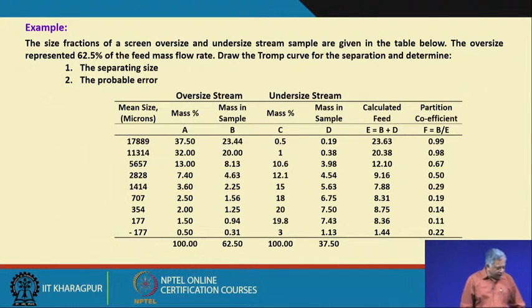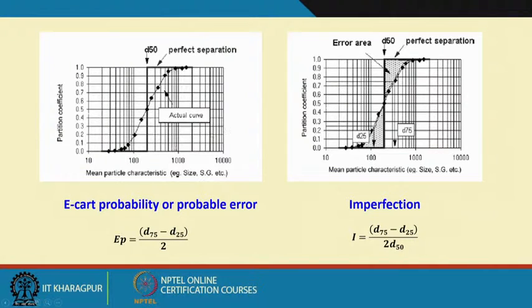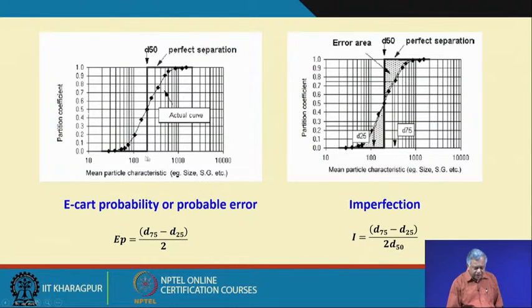Now, if I plot them, that is your mean particle characteristic, I can plot it based on size, as this is a size separator. If I have done the discretization based on specific gravity, I would have plotted specific gravity on the x axis. That is what we do for gravity concentration processes. Here it is the mean particle characteristic, here it is the size, and we have taken a logarithmic scale so that we can have a spread of the data.